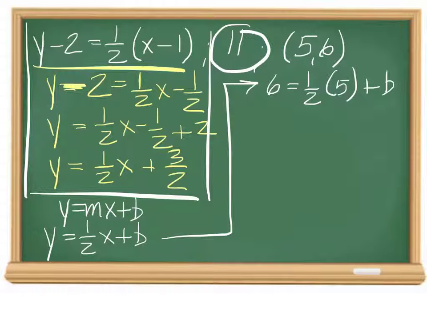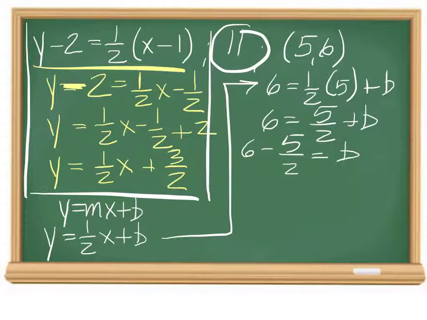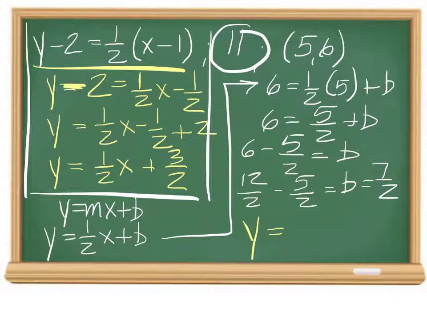and solve for b. This is a 5 halves, which moves to the left. Common denominator is 12 over 2 minus 5 over 2. And that's going to be equivalent to 7 over 2. So your final answer is y equals a half x plus 7 over 2.